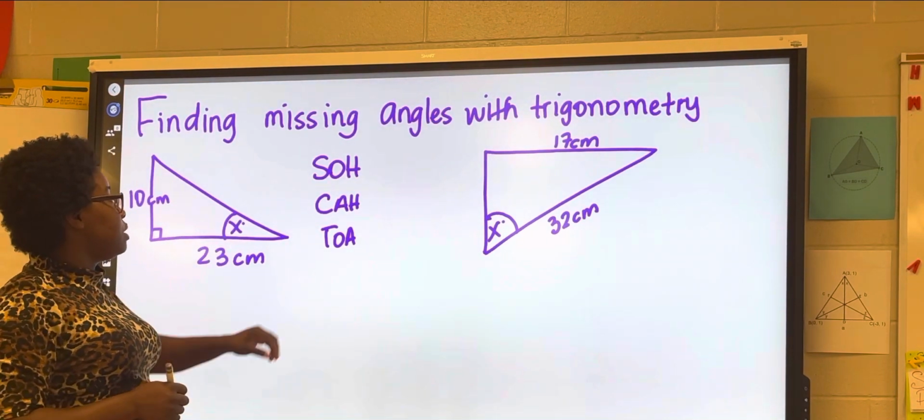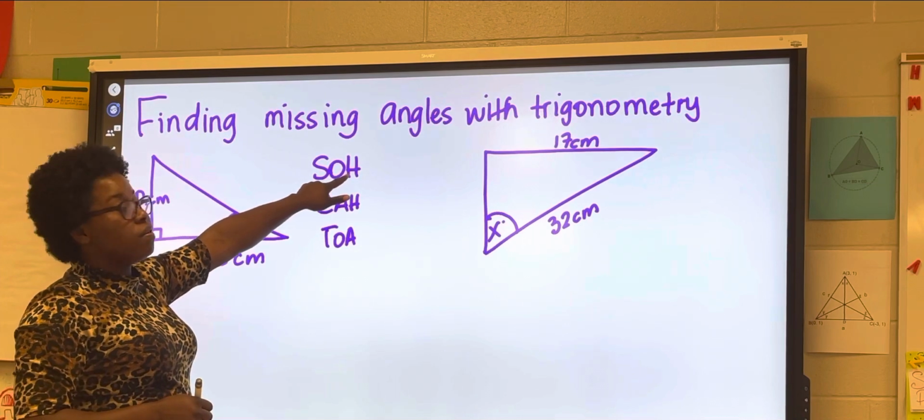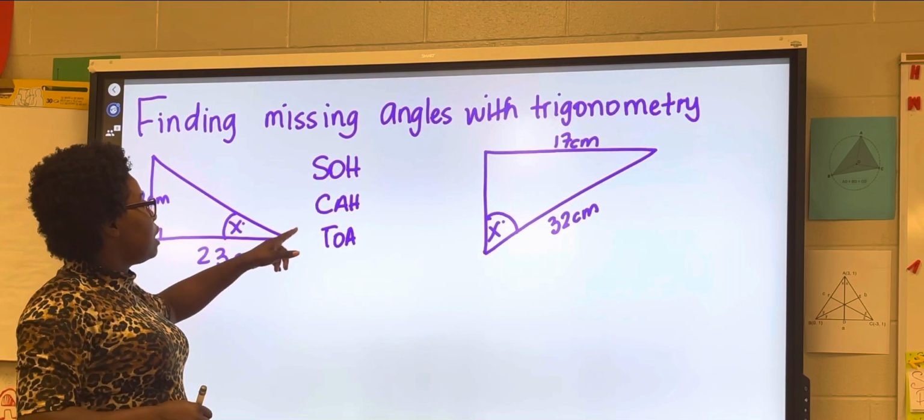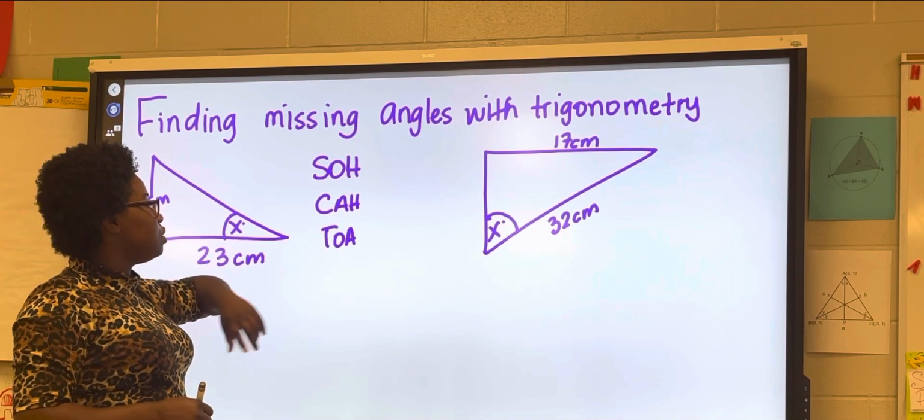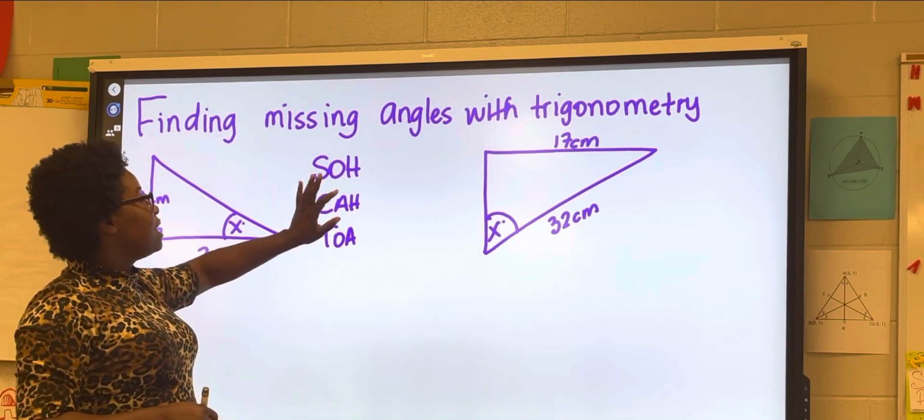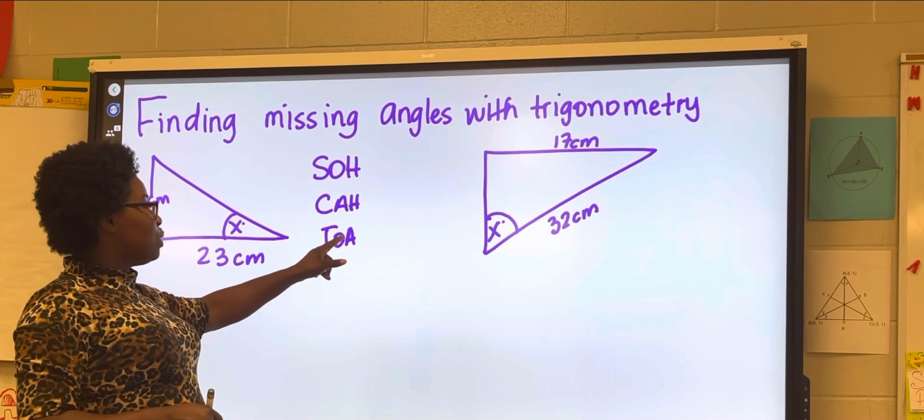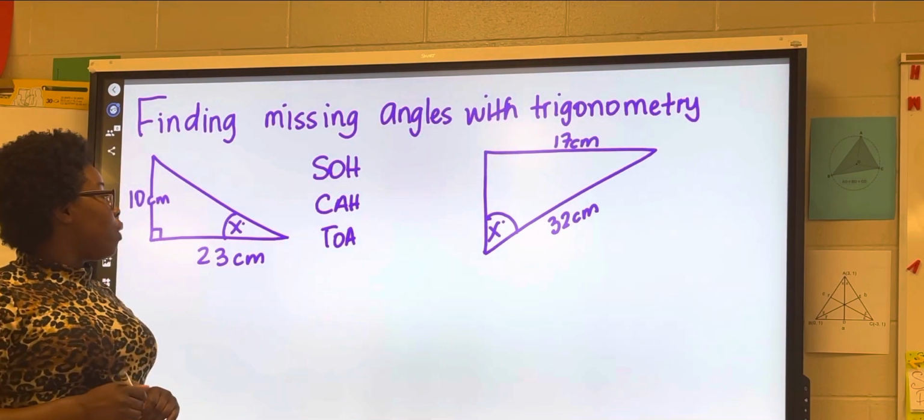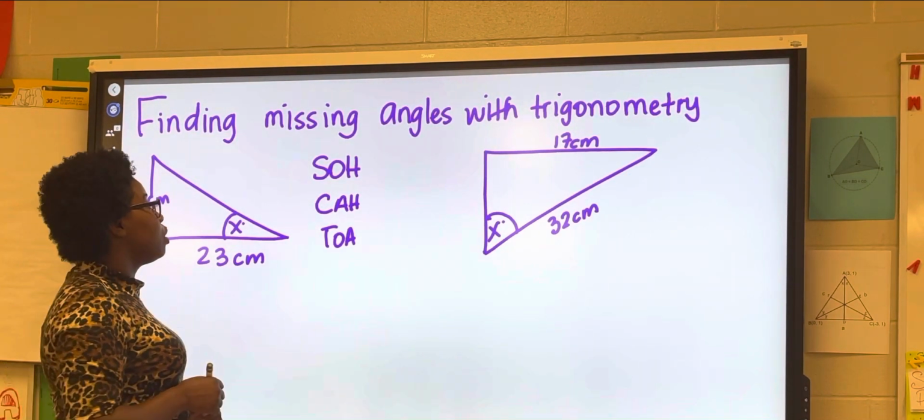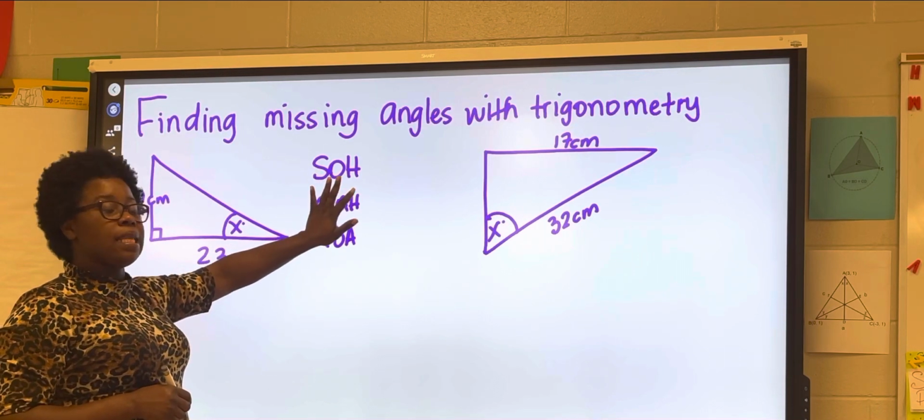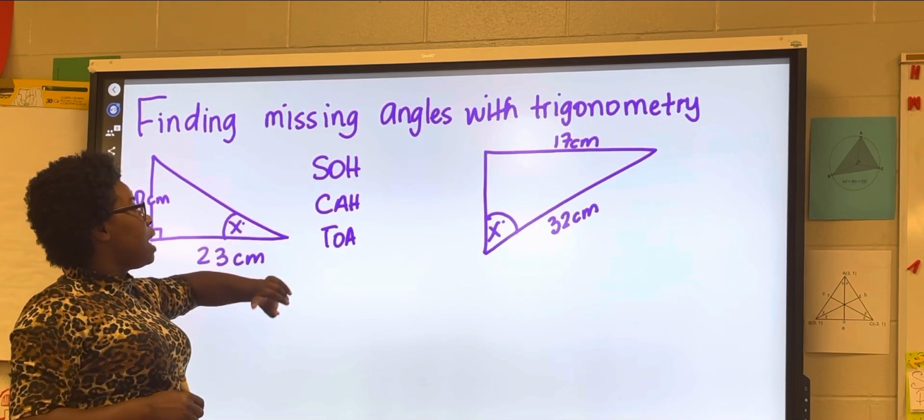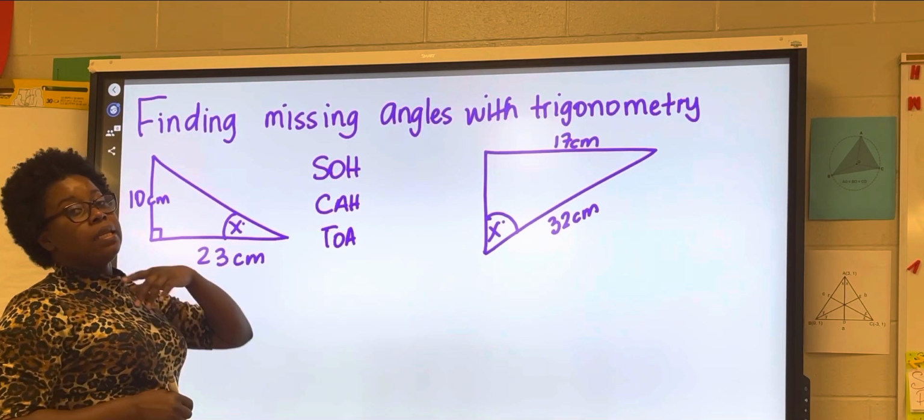So with this, we know that sine is the opposite over the hypotenuse, cos is the adjacent over the hypotenuse, and tan is the opposite over the adjacent. So once we have these three ratios, we now go ahead and label our sides based on opposite, adjacent, and hypotenuse.